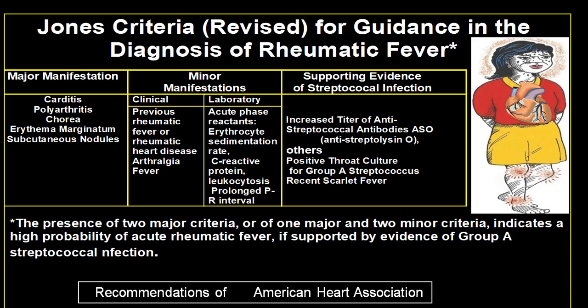There is supportive evidence of streptococcal infection, like a high anti-streptolysin O (ASO) titer or high anti-DNase titer, a positive throat culture for group A beta hemolytic streptococcus, or recent evidence of scarlet fever. You consider rheumatic fever if there are 2 major criteria, or 1 major plus 2 minor criteria, indicating a very high chance of acute rheumatic fever, supported by evidence of group A beta hemolytic streptococcal infection. This is recommended by the American Heart Association.